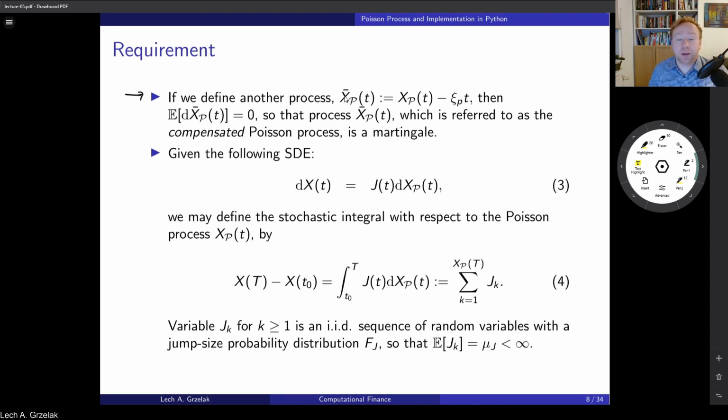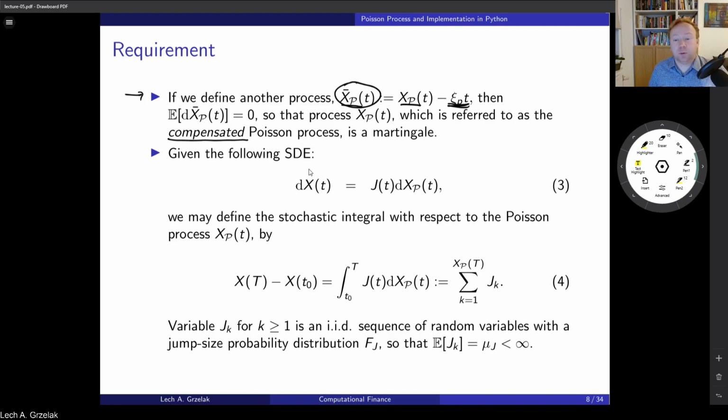So we can define X̂p(t) as Xp minus the expected value. And that new process, X̂p(t), is commonly known as a compensated Poisson process. So we make sure that the expected value of this process is also 0.